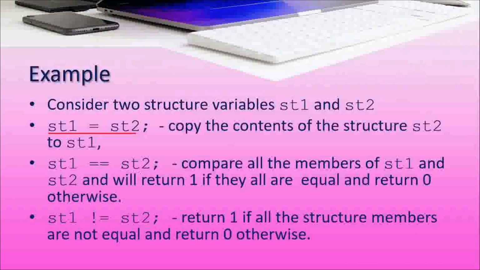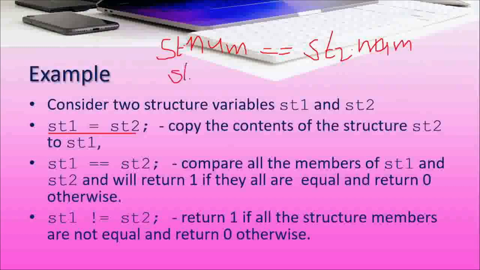So st1 equal to st2 means all the fields within st1 should be equal to all the corresponding fields within st2. So st1 dot number should be equal to st2 dot number. Likewise st1 dot title should be equal to st2 dot title. So likewise all the different fields are compared in this comparison, that is st1 is equal to st2, and this will return 1 if both are equal and 0 if they are not equal.